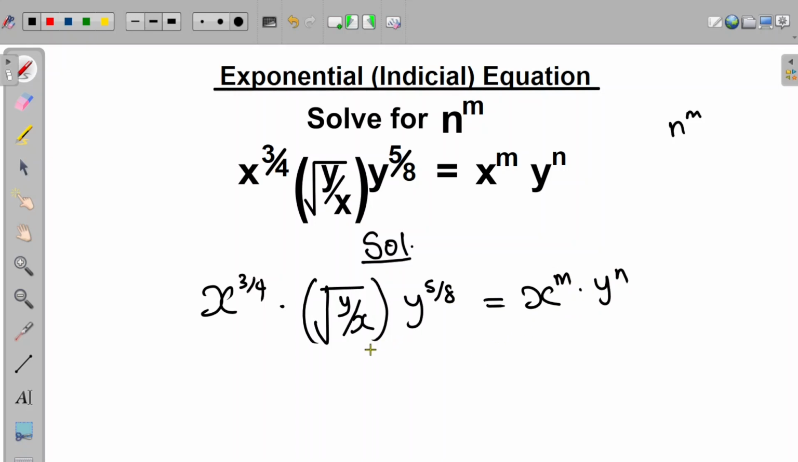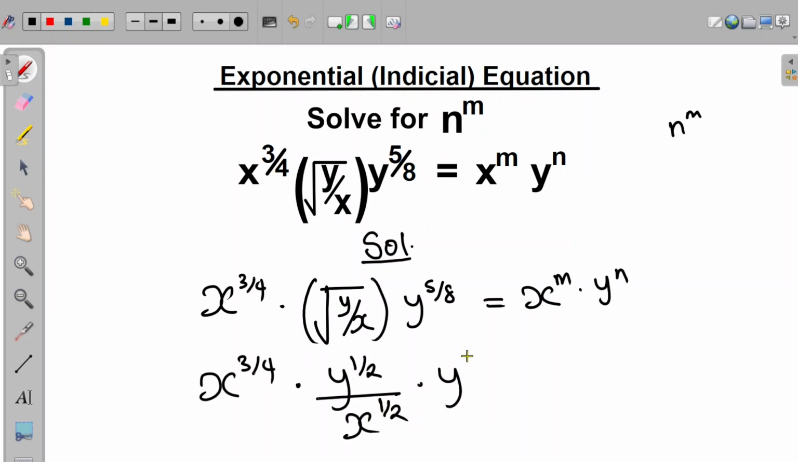Now at this point, we will focus mainly on the left-hand side. So this equation becomes x to the power of 3/4 times y to the power of 1/2, divided by x to the power of 1/2, times y to the power of 5/8, equal to x to the power of m times y to the power of n.